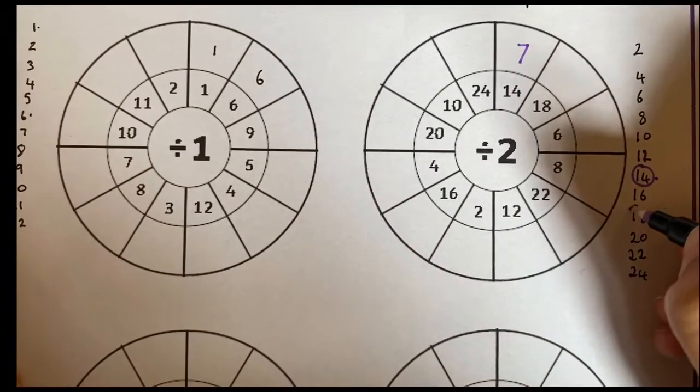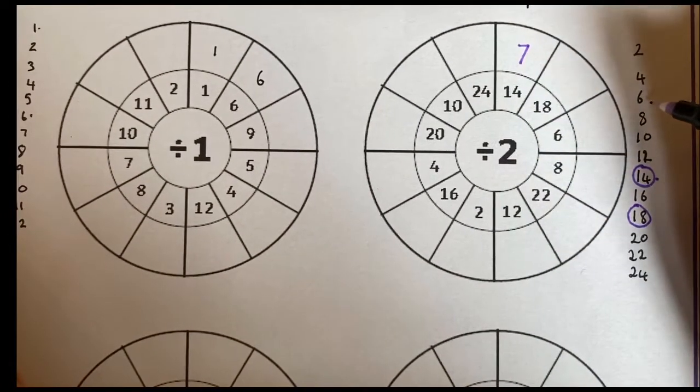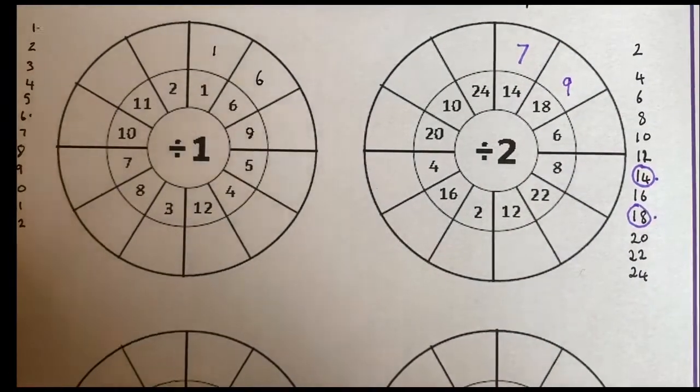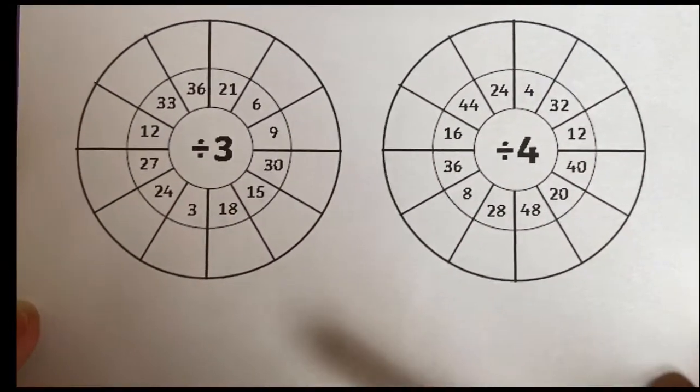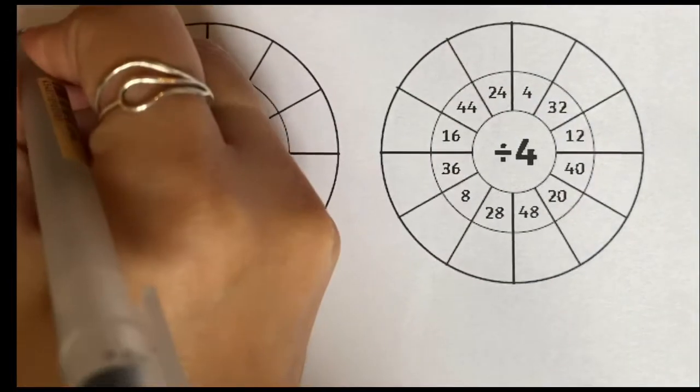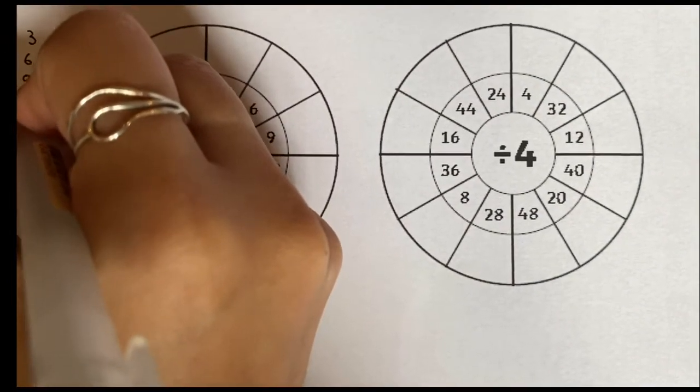Now let's look at 18. Now count 18. How many 2s is that? It is 9. So 18 divided by 2 equals 9. Now let's look at the third division wheel. So we're dividing by 3 here.